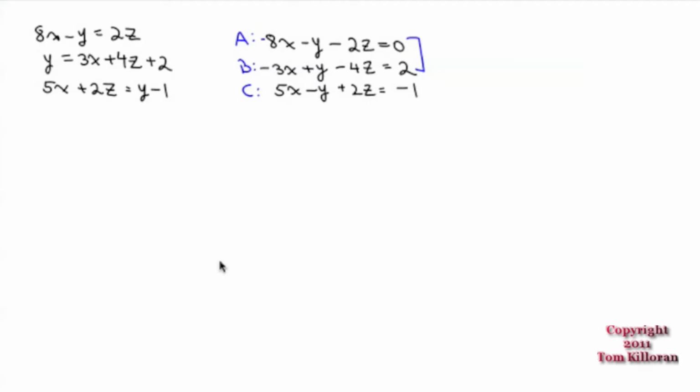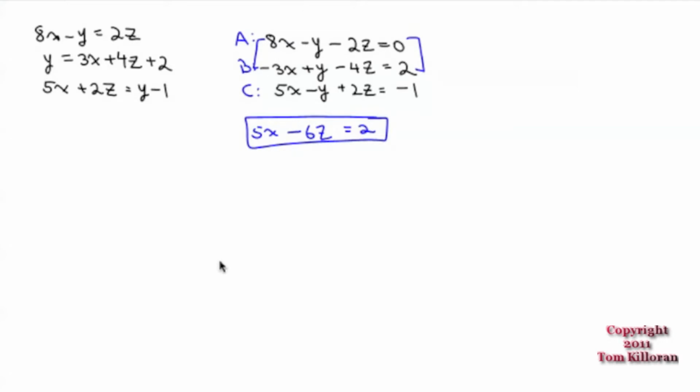So if we just add them straight up, we're going to get 8x minus 3x is 5x. Negative y plus y is 0. Negative 2z minus 4z is minus 6z. And this is going to equal 2. So that gives us one of our equations. That's our goal. You don't want to go any further than that. You want to stop there and say, there's my equation.